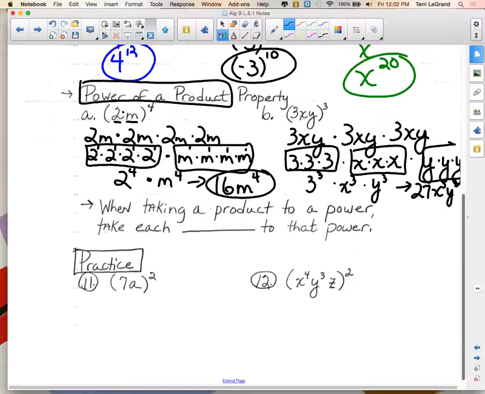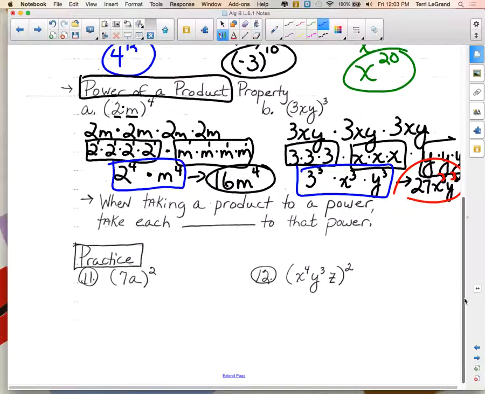Like my 3's kind of got lost up there. Maybe I'll change their color so you can see it. Okay, so we have 27 x cubed, y cubed. Now, notice something. Here's where I want you to zero in. I'm going to take my blue marker and put a box around this right here, and this right here. What shortcut do you think we could take when you're taking a product to a power?